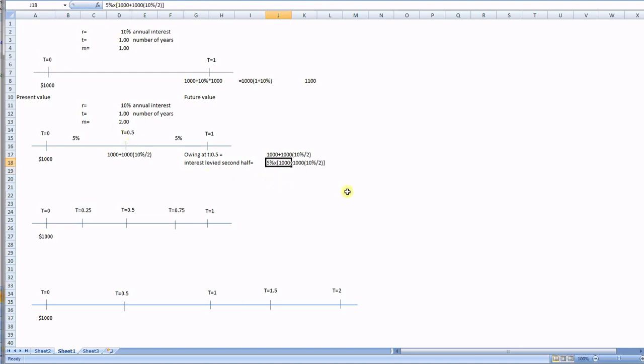Okay, so it should be clear, and the total amount that your friend owes you at t equal 1 is just the sum of these two. So it's this expression plus this expression.